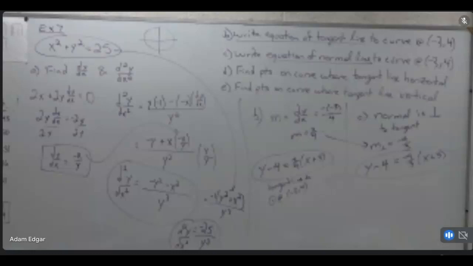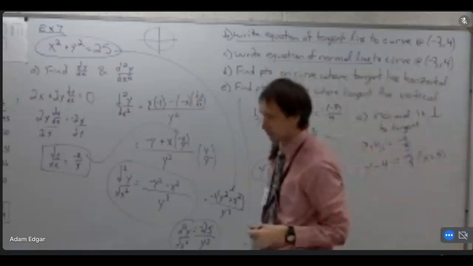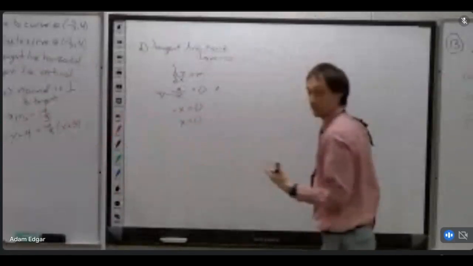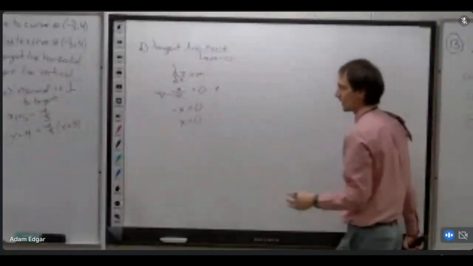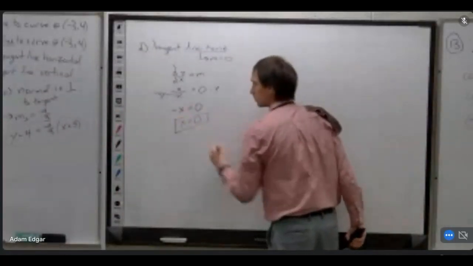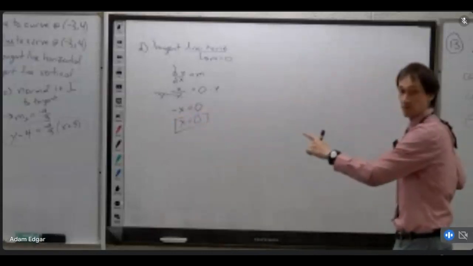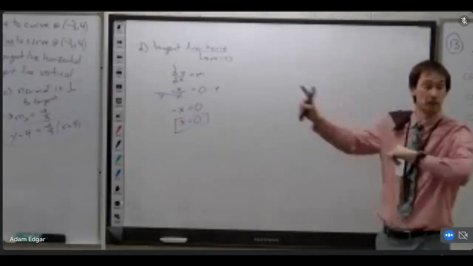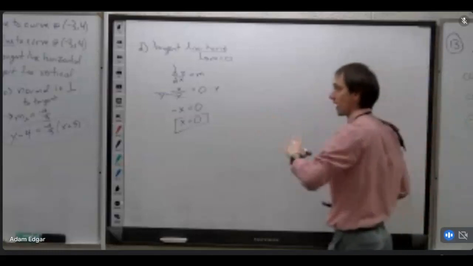So then you solve. So for this whole thing to equal 0, how do you solve it? Multiply by y. You got negative x equals 0, so x equals 0. Now, is that a point? No. So we still have to find the point. What do we now do with this x equals 0? Plug 0 in for x back where? In the original equation. So we have to go back to the original equation.